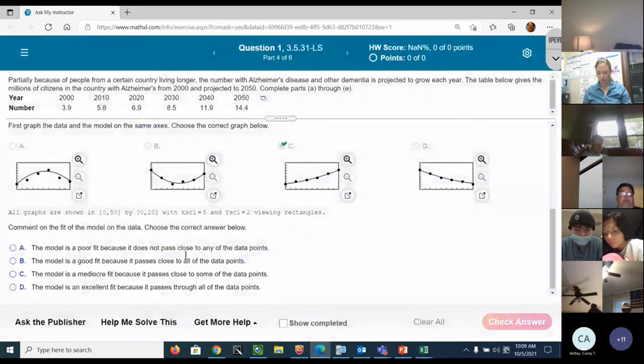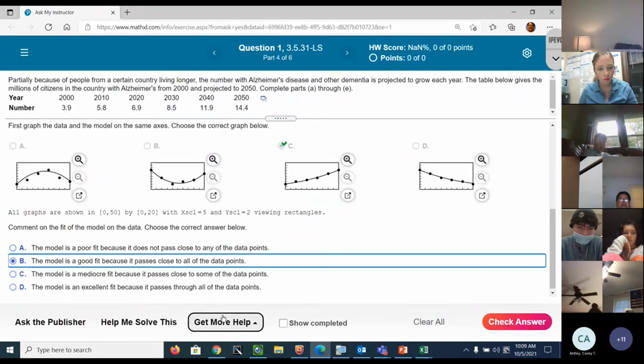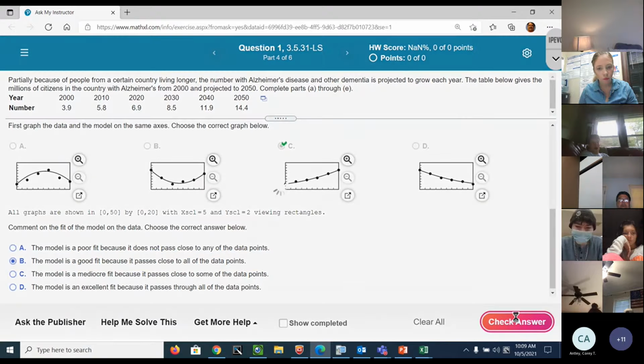Comment on the fit of the model. Choose the correct answer. The model is poor because, no, it's not. It's not poor. It looks like it almost hits each one, so it should be pretty good. It could be B or D. Nothing's perfect, so I'm going to say B because it's close to all of the data points. Yep.